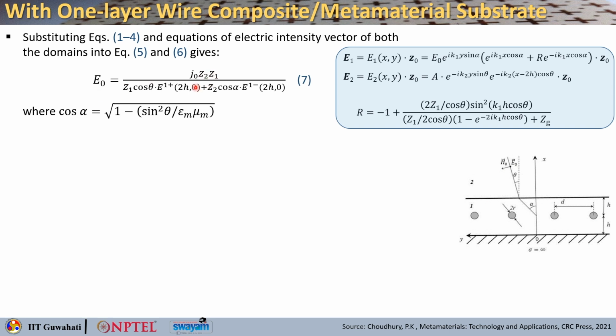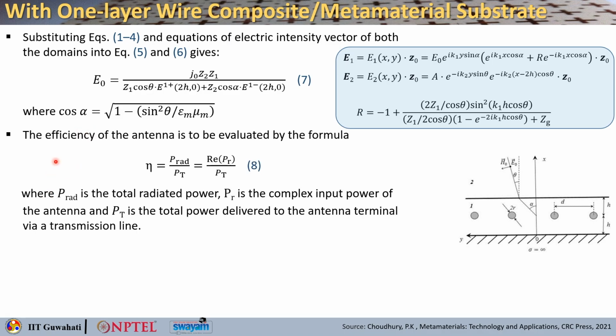So, E naught can be written as J naught Z2 Z1 divided by Z1 cos theta E1 plus, and you are taking it at x equals 2h, okay, and y is considered 0. So, that is x y basically, plus Z2 cos alpha E1 minus, and then at the same point. So, what is alpha here? Cos alpha can be written as square root of 1 minus sin square theta divided by epsilon m mu m. So, that is how you can obtain alpha, right.